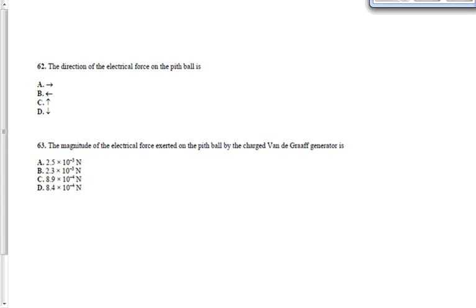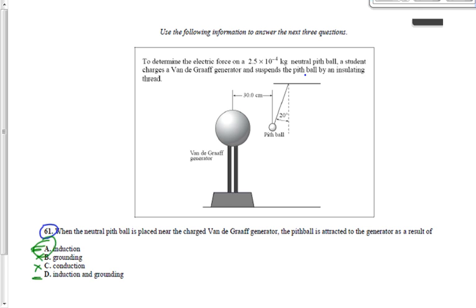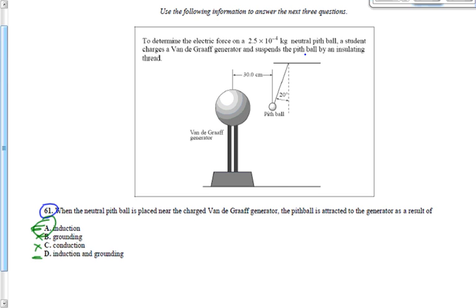We want to find the magnitude of the electric force on the pith ball, and when I saw this question, the first thought that came to my mind was, well, you want to find any electric force between the pith ball and the Van de Graaff generator. Let's use this equation, right? F is equal to kQ1Q2 over r squared. How many people had that first thought? Use Coulomb's law, F equals kQ1Q2 over r squared. Okay, that's exactly what I thought, guys.